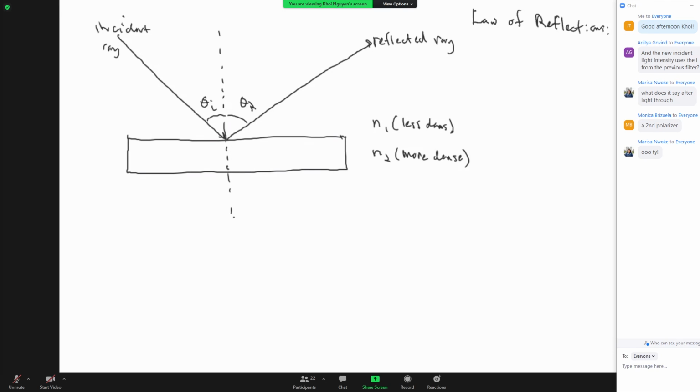Simply states that the angle that we come in at is going to be equal to the angle that we leave at. So theta I is equal to theta R. So the incident angle is equal to the reflected angle.